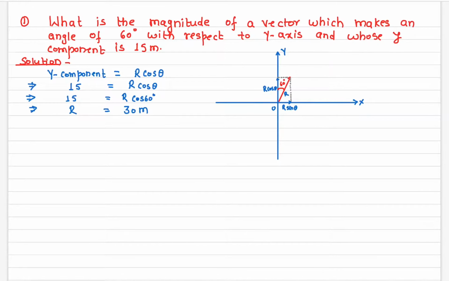In this video, I'll talk about how to find the magnitude of a vector whose angle is given and a component is given. Let me explain this one.